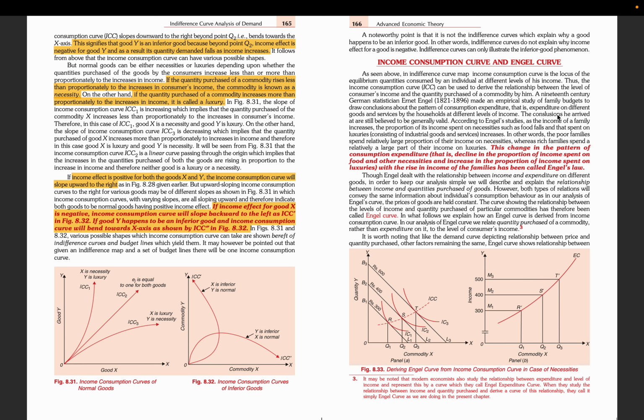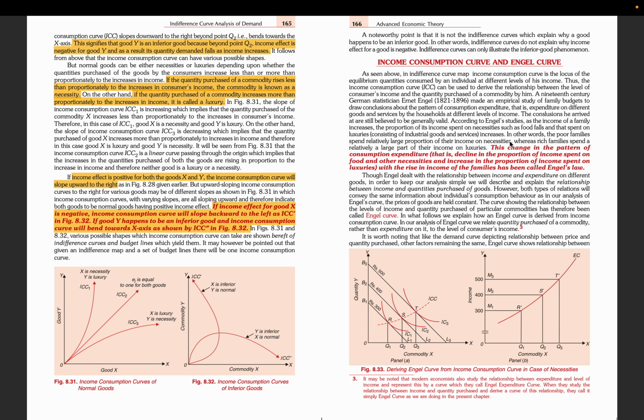In the 19th century, German statistician Ernst Engel made an empirical study of family budgets to draw conclusions about the patterns of consumption expenditure, that is, expenditure on different goods and services by the household at different levels of income. The conclusions he arrived at are still believed to be generally valid. According to Engel's analysis, as the income of a family increases, the proportion of income spent on necessities such as food falls, and that spent on luxuries increases.